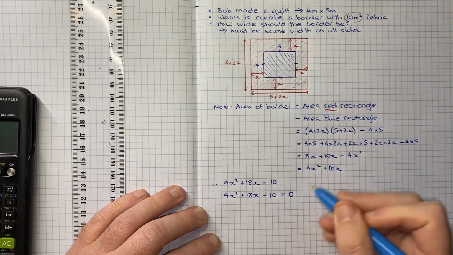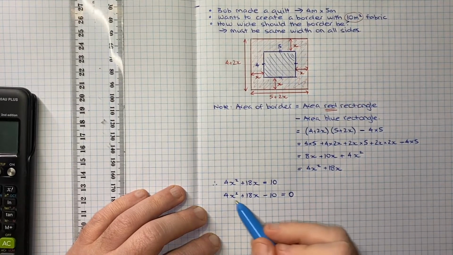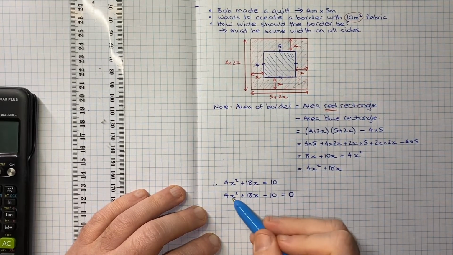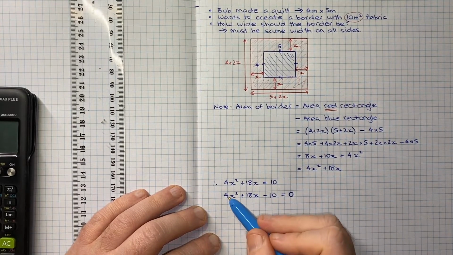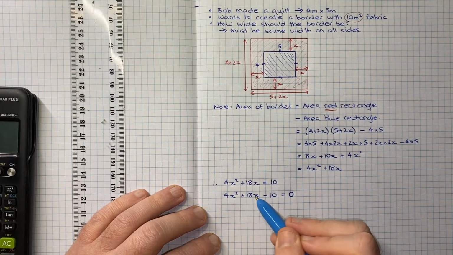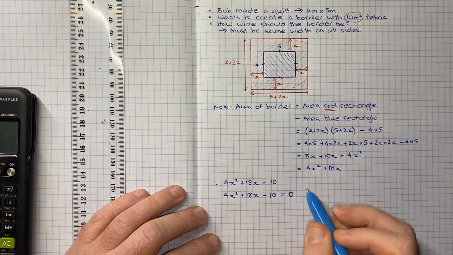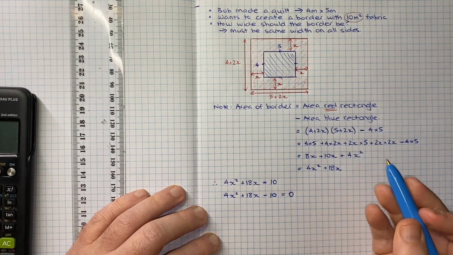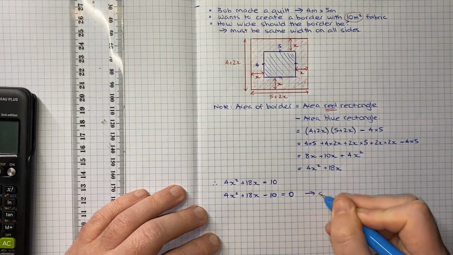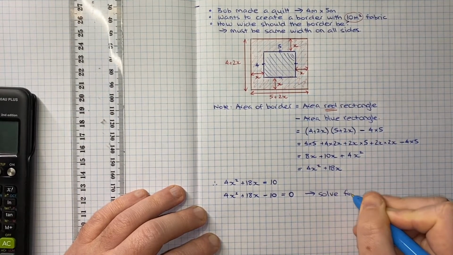because now that we've got a 0 on the right hand side, hopefully you can see that over here on the left we've got a quadratic in that classic form, something x squared plus something x plus a constant, or minus a constant in this case, is equal to 0. So now we need to solve for x.